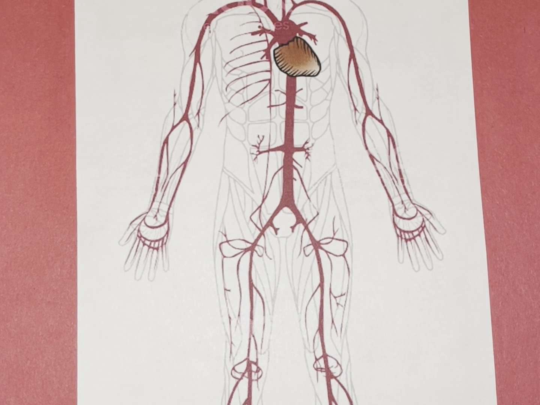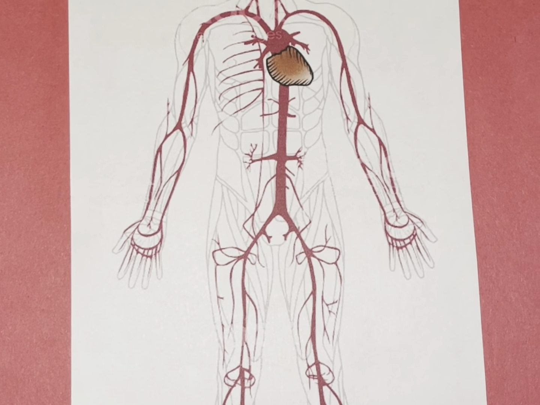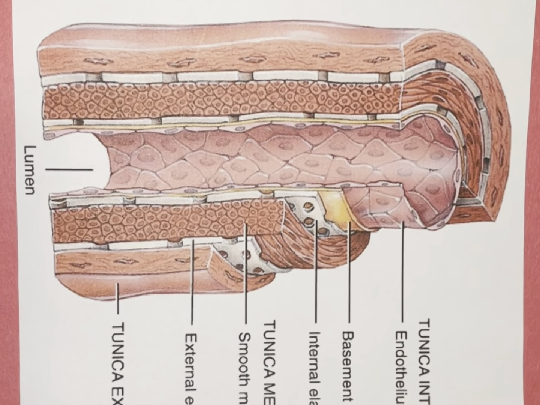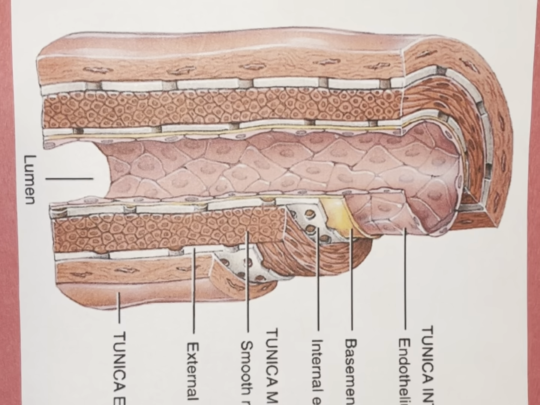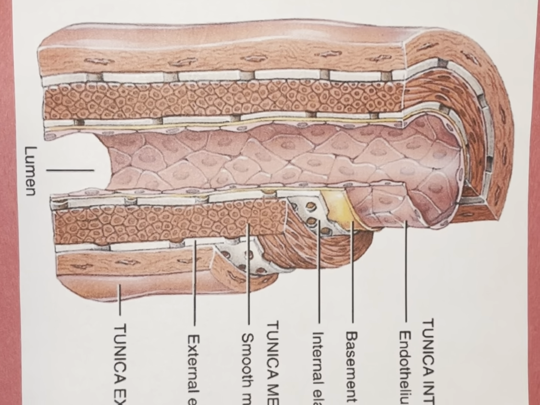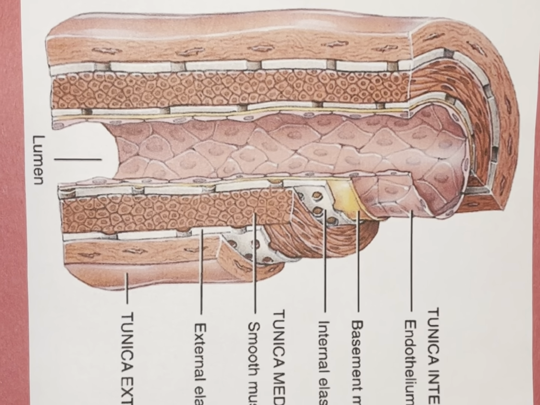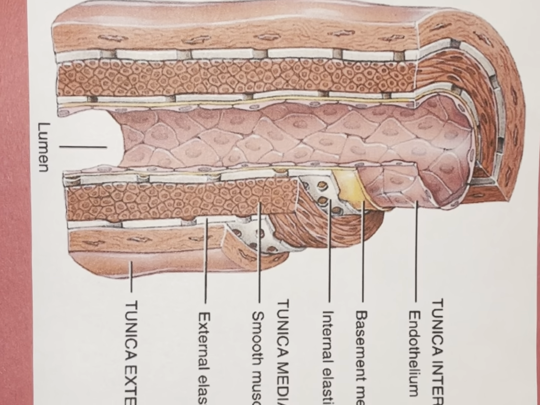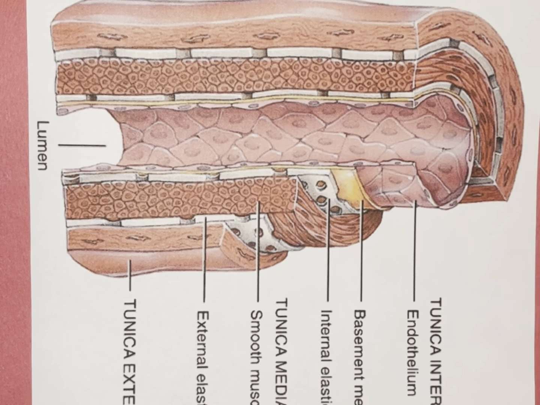Here's a picture of our arteries that are throughout our body. Arteries carry O2-rich blood away from the heart throughout the body. This next picture shows the layers of an artery. We have our tunica interna, which goes down into the endothelium, the basement membrane, internal elastic lamina. We have the tunica media, which consists of smooth muscle, external elastic lamina, and then lastly, we have our tunica externa.